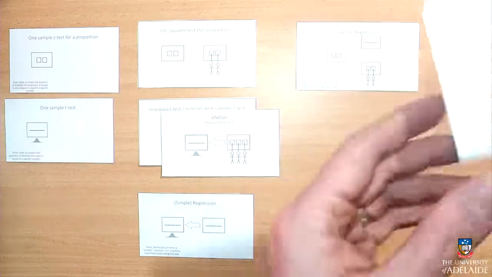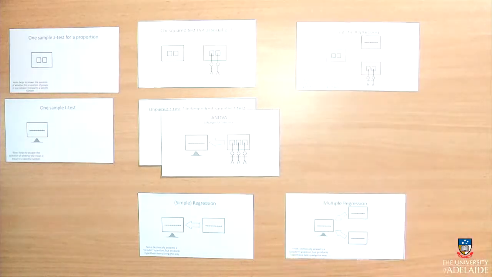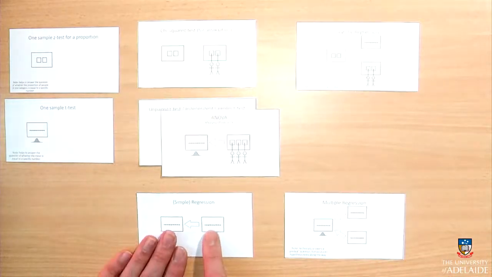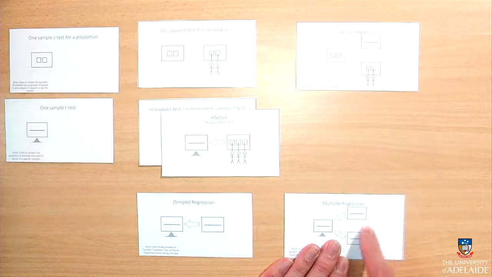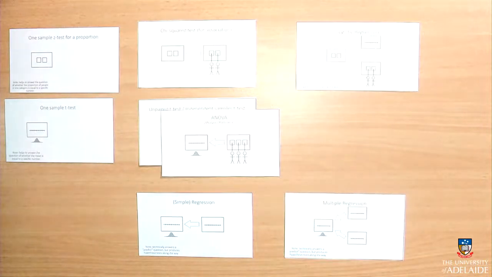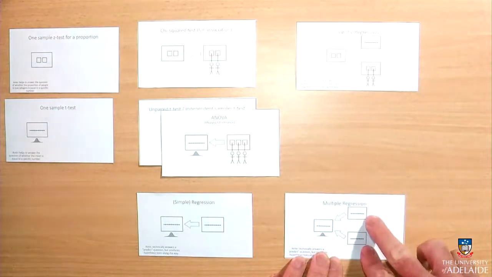Okay. Well, what if down here you had two predictor variables? Well, that's called multiple regression. This is simple regression. This is multiple regression because there's multiple things affecting the outcome. And it's the same idea as logistic regression. It creates a formula that predicts this outcome from these ones.